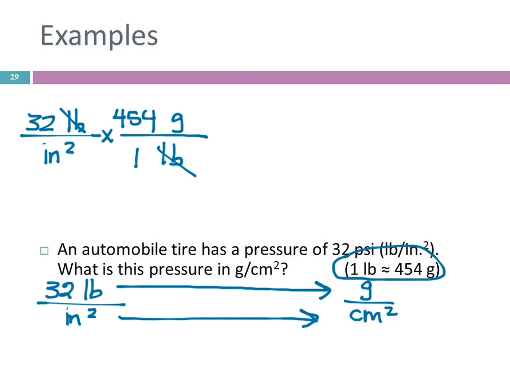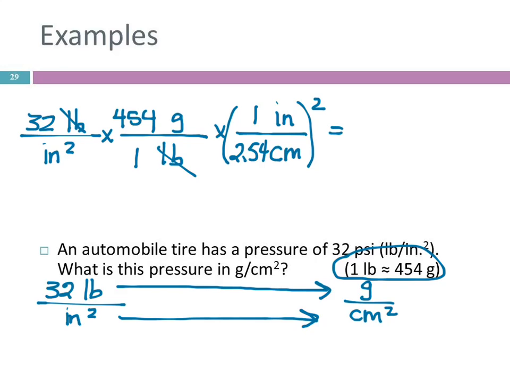Now let's do the denominator. So it was inches squared to centimeters squared. So we're going to put centimeters here, and then we need inches on top. And then we need to put the relationship in. 1 inch is 2.54 centimeters. Inches don't cancel inches squared. We need to square this. And then the units are going to cancel out.